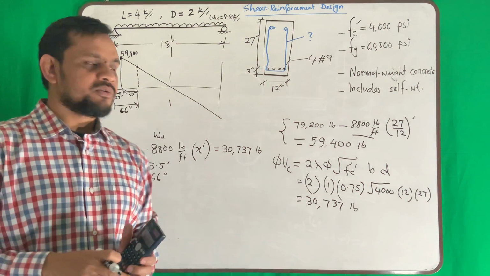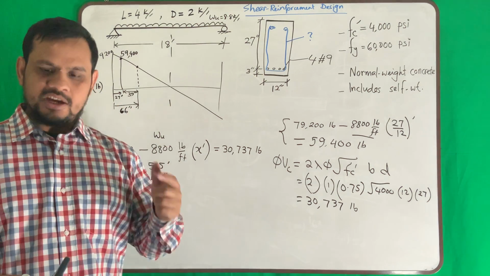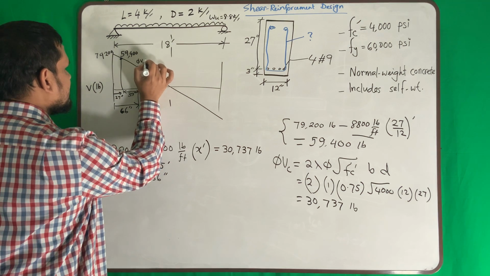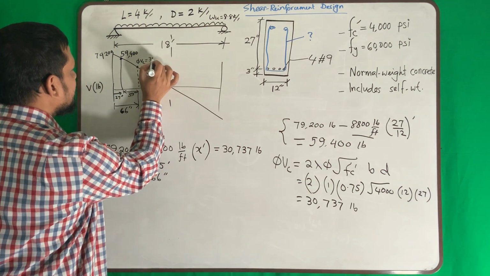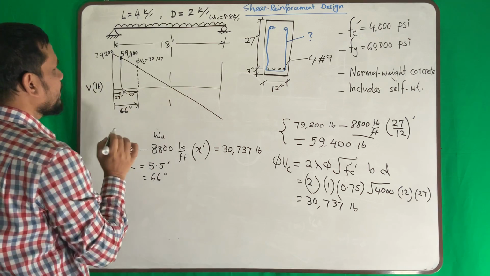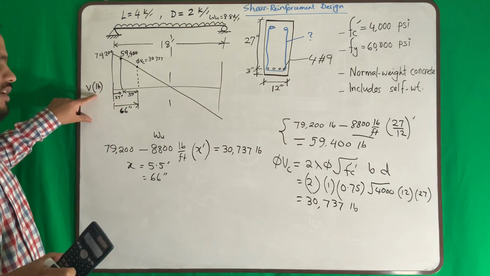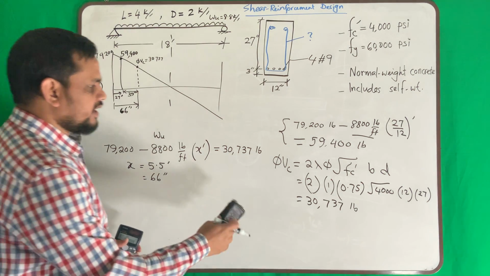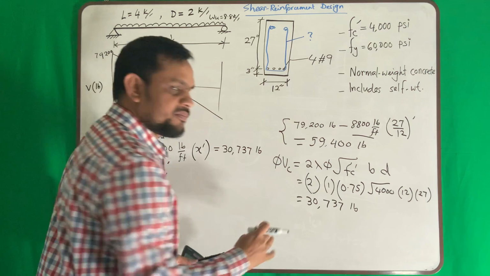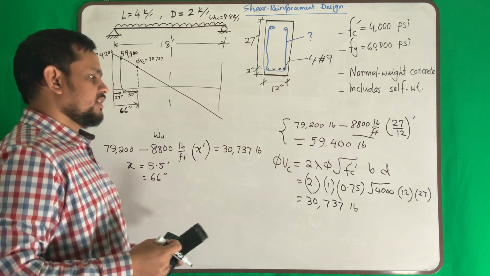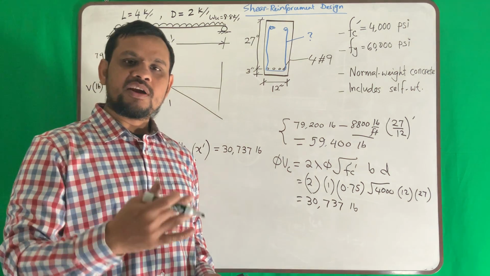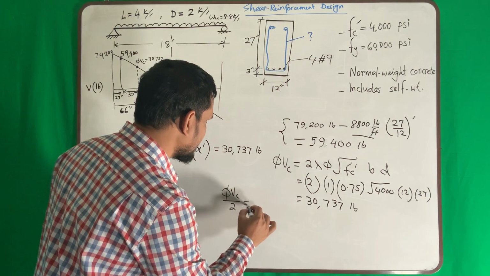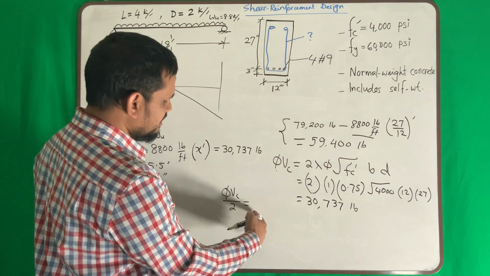It is very important to calculate this distance accurately. So this value is phi Vc, which is 30,737. I am not writing the unit here to make it simple. This is the amount of shear force my concrete can take. Now, the ACI code told us to provide reinforcement up to phi Vc by 2. So we need to calculate that. Simple, we already did it, divided by 2.